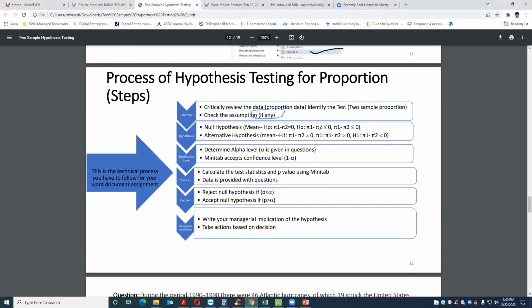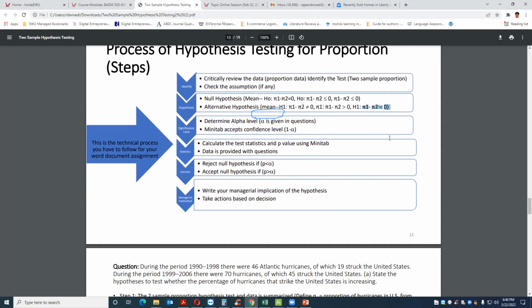Proportion 1 minus proportion 2 is less than or equal to 0. Greater than, oh, sorry, I made a mistake. One should be greater than or equal to 0. So basically, one should be less, one should be greater. These should be the null hypothesis. The alternative hypothesis should be not equal to 0, greater than 0, and less than 0.